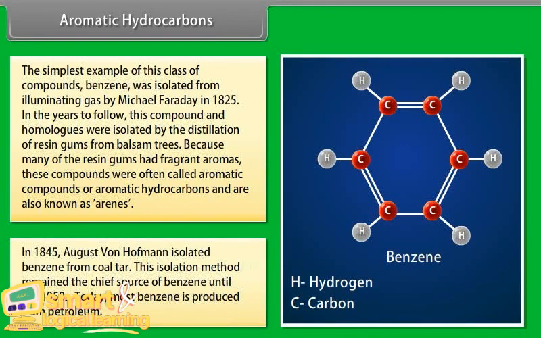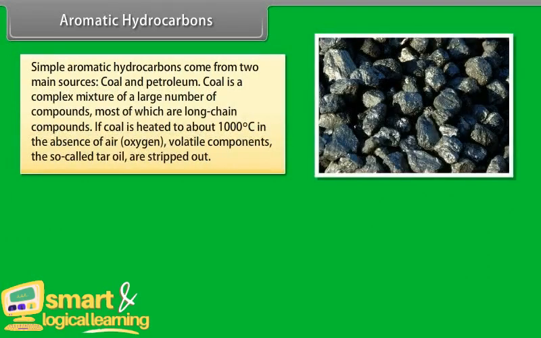In 1845, August von Hofmann isolated benzene from coal tar. This isolation method remained the chief source of benzene until the 1950s. Today, most benzene is produced from petroleum. Simple aromatic hydrocarbons come from two main sources, coal and petroleum. Coal is a complex mixture of a large number of compounds, most of which are long-chain compounds.